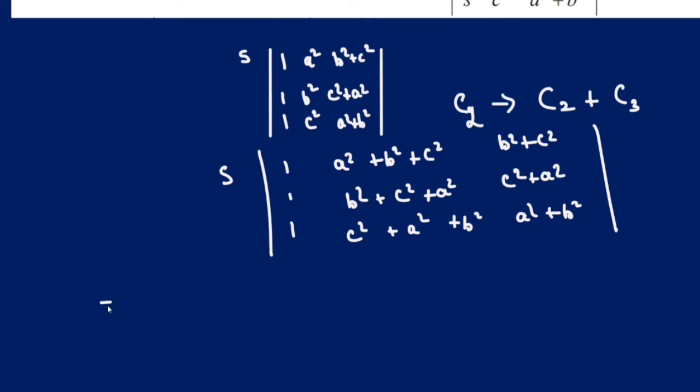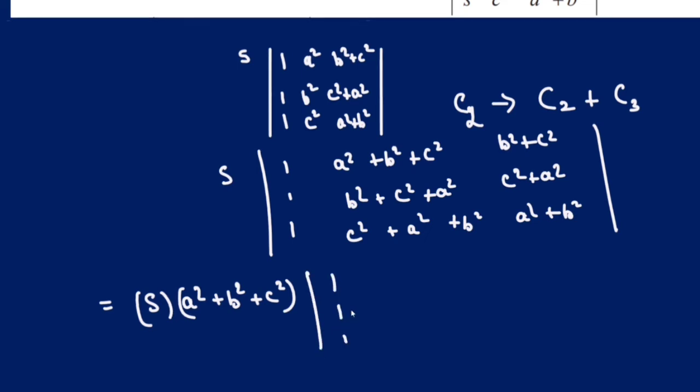Now you can see that in column 2, a square plus b square plus c square is common. Take it out. So you will get 1, 1, 1. Here also you will get 1, 1, 1. b square plus c square plus a square plus b square.